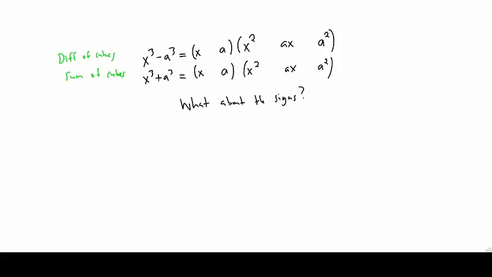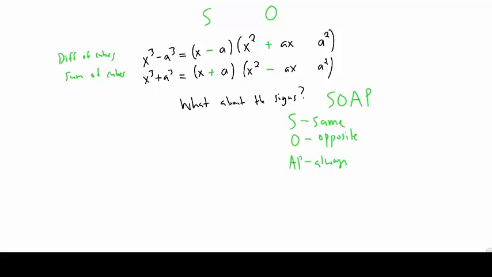What you can use to remember the signs is the mnemonic SOAP. What does that stand for? S is for same. So the same signs: this is still minus, this is still plus. O stands for opposite. Difference of cubes: this is a plus. Here it's a sum of cubes: this is a minus. And AP, always positive. Plus in each. Those are the formulas for a difference and sum of cubes.